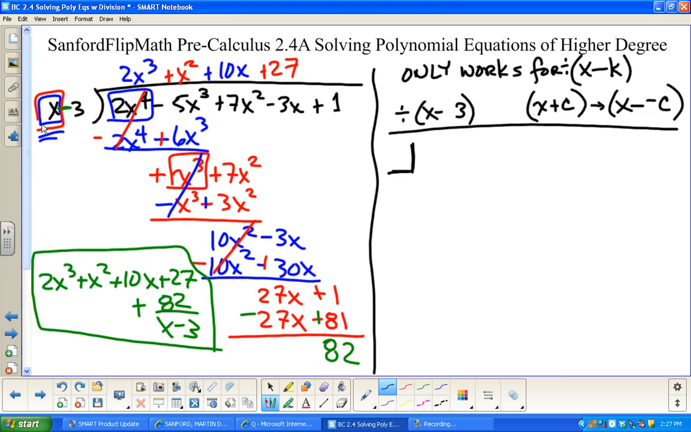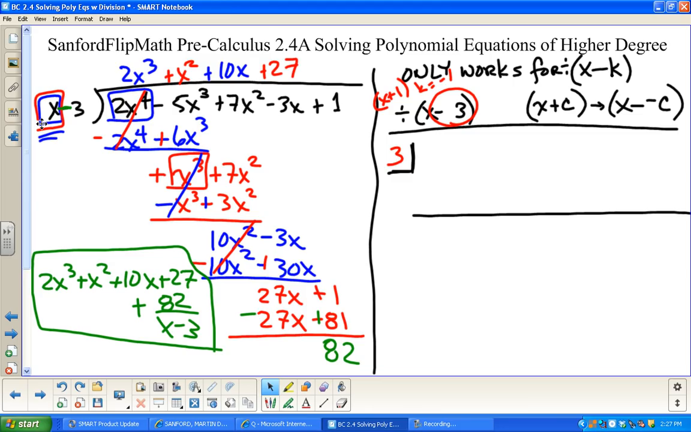So there's this little, what I call the box. And then what you put in there is the opposite. You put in the k. So like in this case, we'd put in 3. If we were dividing by x plus 1, then the k would be a negative 1. Okay? And then you go across the top with the coefficients of your dividend. So 2, negative 5, 7, negative 3, and 1.